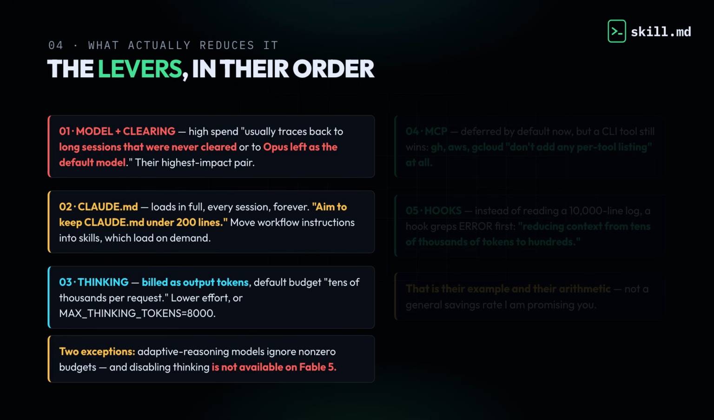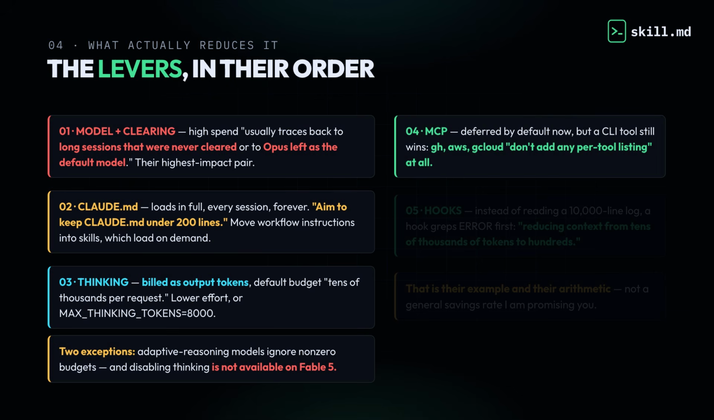Fourth, MCP. Tool definitions are deferred by default now, so only names and instructions load until you actually use a tool. But the docs still say a CLI tool beats an MCP server on context, because tools like GH and AWS don't add any per tool listing at all.